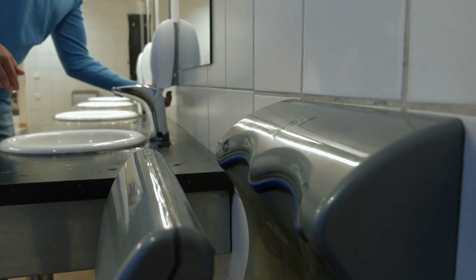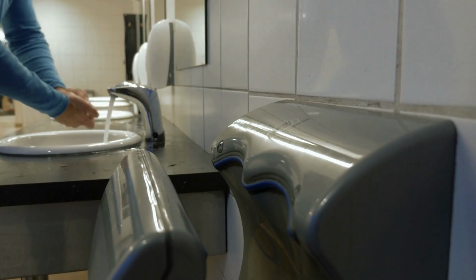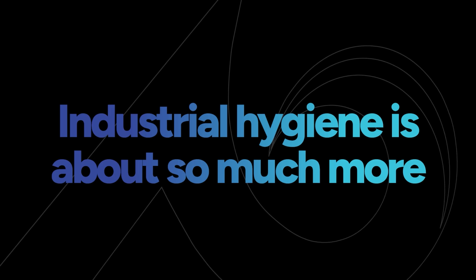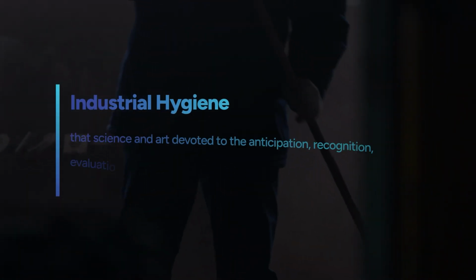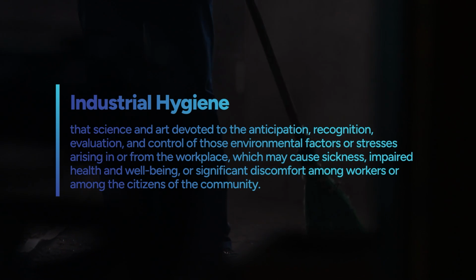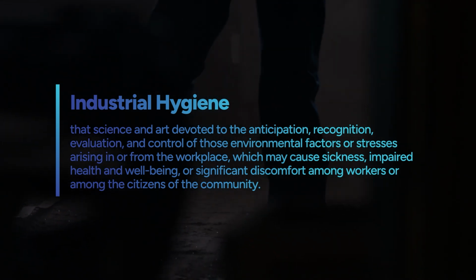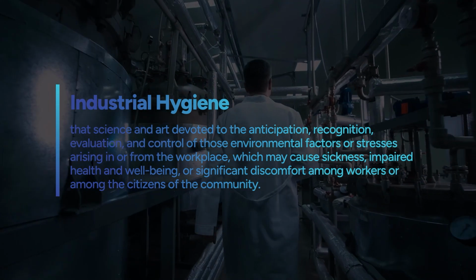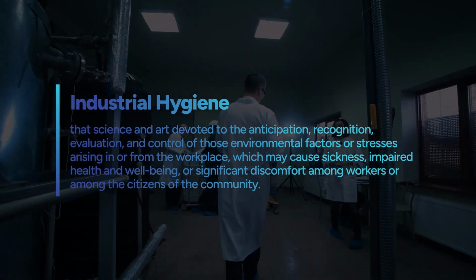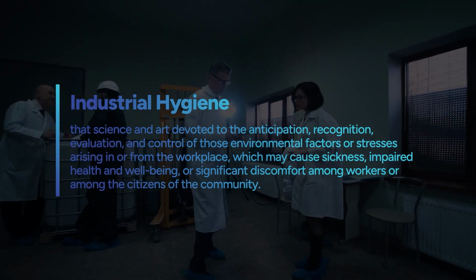If industrial hygiene makes you think of the sign you often see in public restrooms, pay attention to the definition that follows. Industrial hygiene is about so much more. OSHA defines industrial hygiene as that science and art devoted to the anticipation, recognition, evaluation, and control of those environmental factors or stresses arising in or from the workplace, which may cause sickness, impaired health or well-being, or significant discomfort among workers or among the citizens of a community.